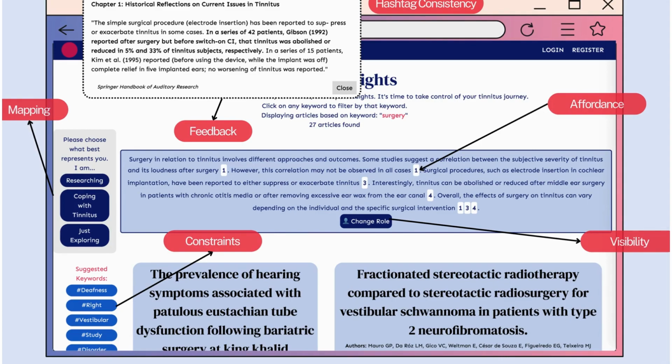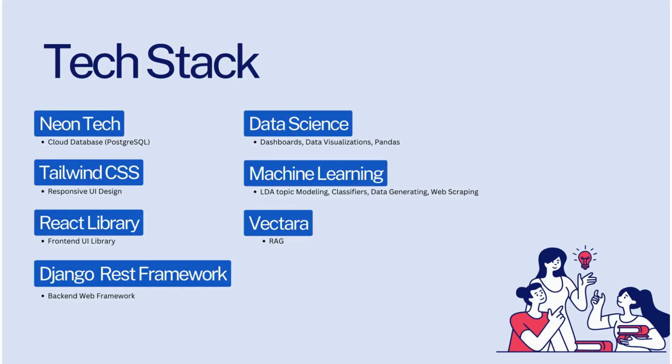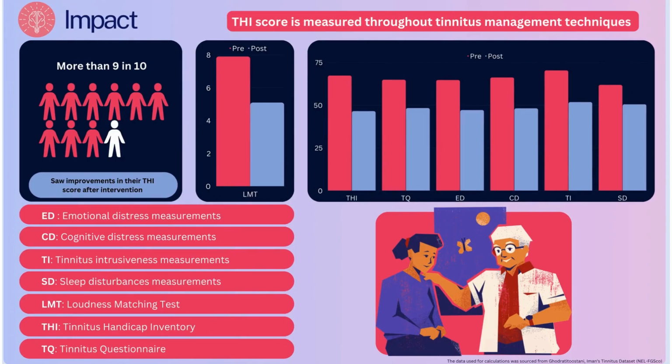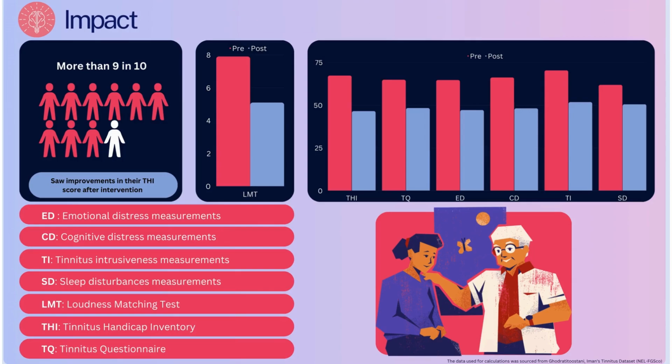You have the website, it's very straightforward. Users know that if they click on a hashtag, they will get a generated summary. And also, Vectara was the star for this specific feature. And just the overall impact is people do see improvement after intervention of tinnitus, and our application aims to provide communicating tinnitus, educating people on tinnitus, raising awareness, showing them what research is out there. These are all things that we interpret as intervention.